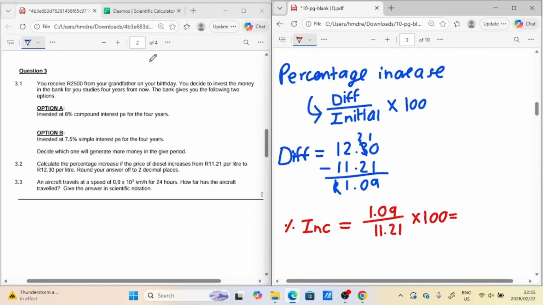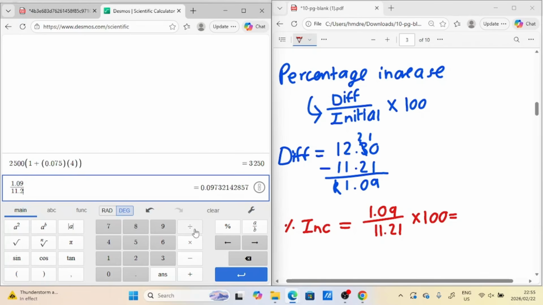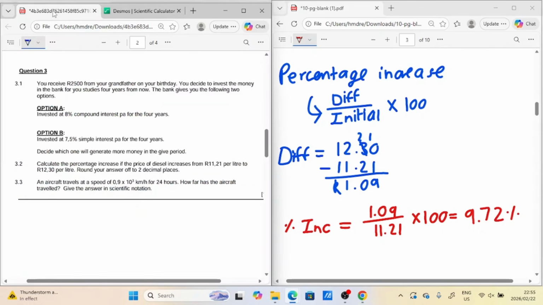Let's put that into our calculator. So we've got 1 Rand and 9 cents divided by 11 Rand 21 times 100, which gives us 9.7234, and it carries on. We want 2 decimal places, so 9.72%. Just make sure you include that percentage sign because it is percentage increase that they're asking for, so they want to see that percentage sign.